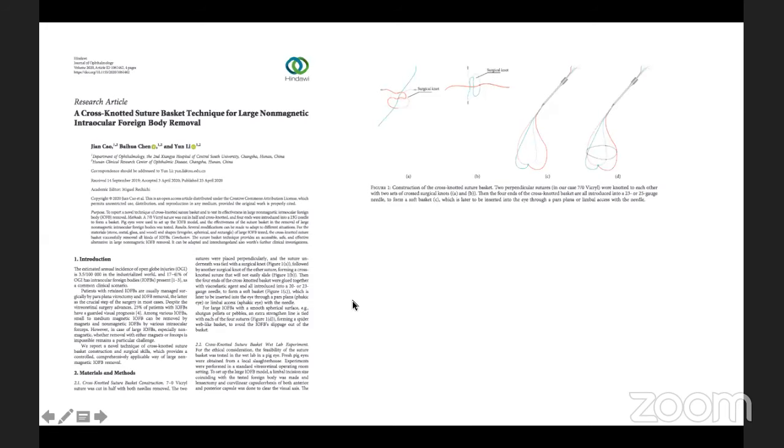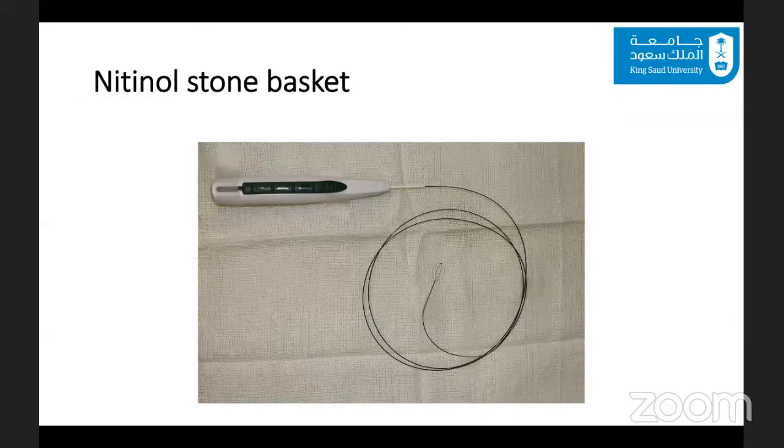Sometimes the foreign body is too large to remove. This is a recent article where they formed a basket using sutures and introduced them through a needle inserted in the trocar in order to place the foreign body inside it and pull it out. Another way that has been mentioned in the literature is the nitinol stone basket. Basically the same principle, and this is usually used by urologists to remove stones from inside the ureter. It is a 19 gauge instrument.